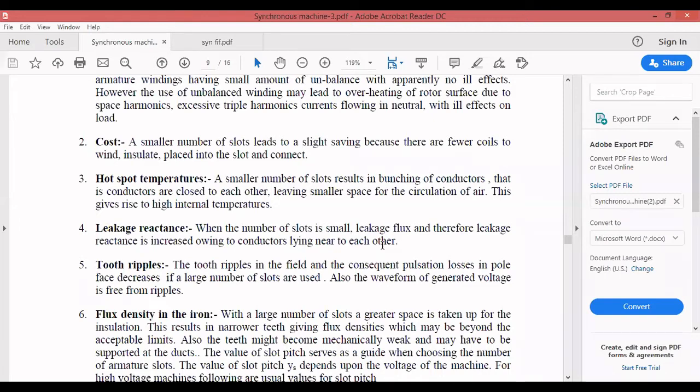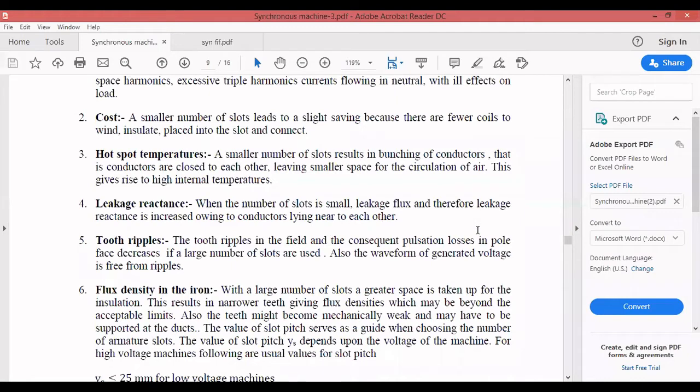That will not happen. So if we go for a lesser number of slots, with more conductors in a slot, the leakage reactance definitely increases. That is one reason, if you go for a lesser number of slots.